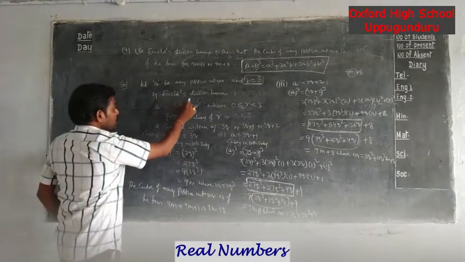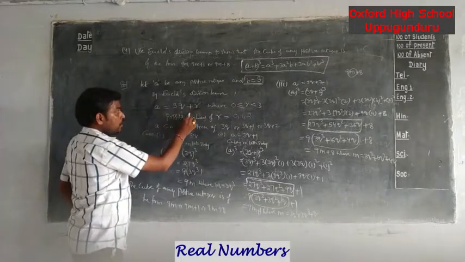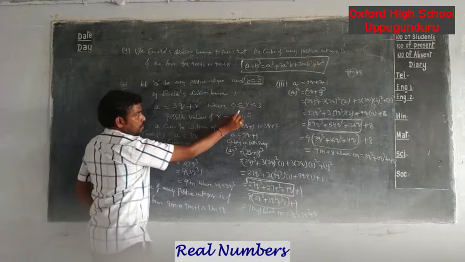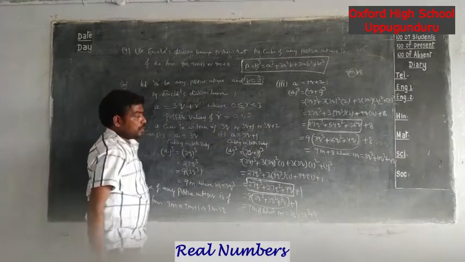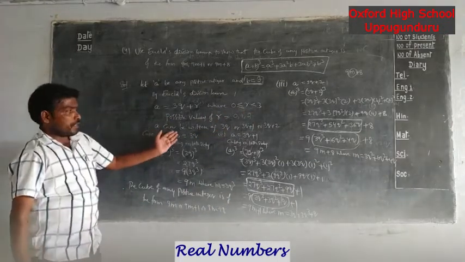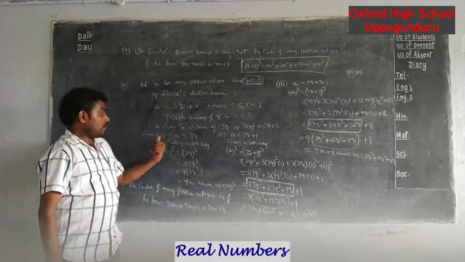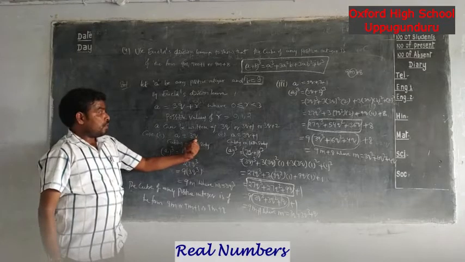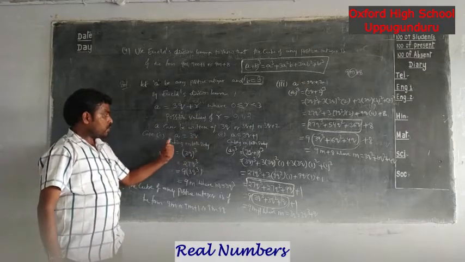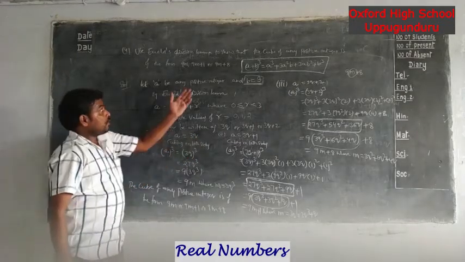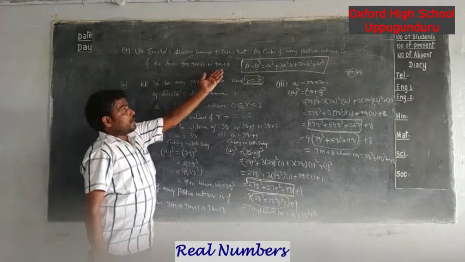Now by using Euclid's division lemma, a equal to 3q plus r, where 0 less than or equal to r less than 3. Now possible values of a can be 3q or 3q plus 1 or 3q plus 2. Then, considering a value as 3q, what you have to check is that the cube of this positive integer a is in the form of 9m or 9m plus 1 or 9m plus 8.